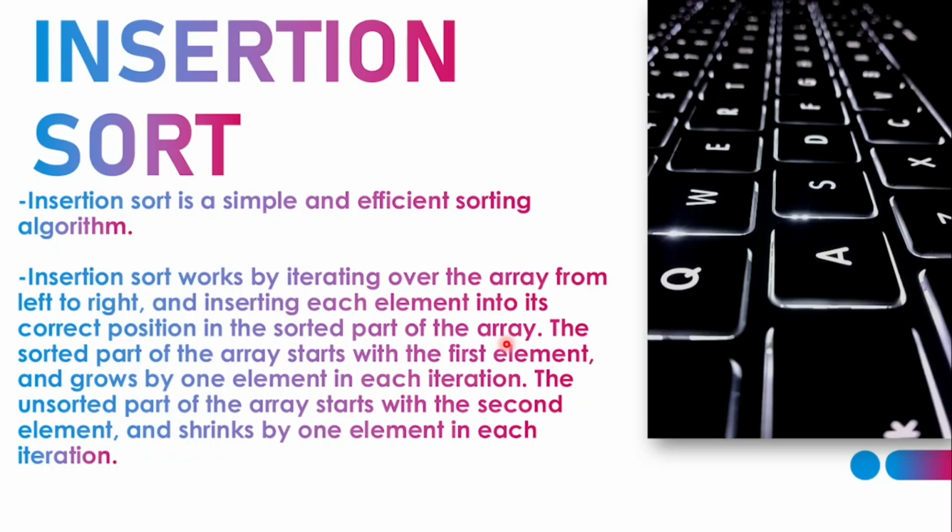I'll explain what it means in a short while, but first understand that in selection sort, we had a sorted and unsorted part. Similarly, in this algorithm also, we'll have an unsorted part and a sorted part, right?